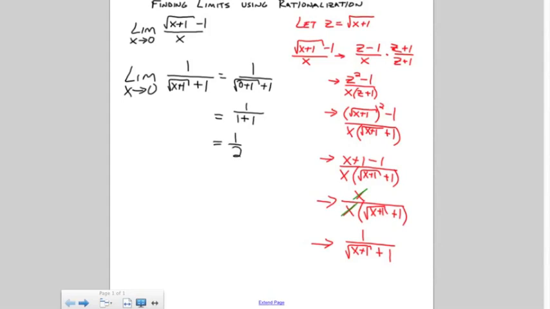So to write this formally, the limit as x approaches 0 of the square root of x plus 1 minus 1 over x equals 1/2. Hope that helps, and that's using rationalization for finding a limit.